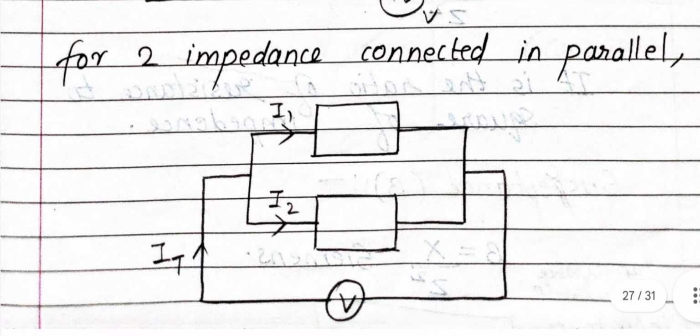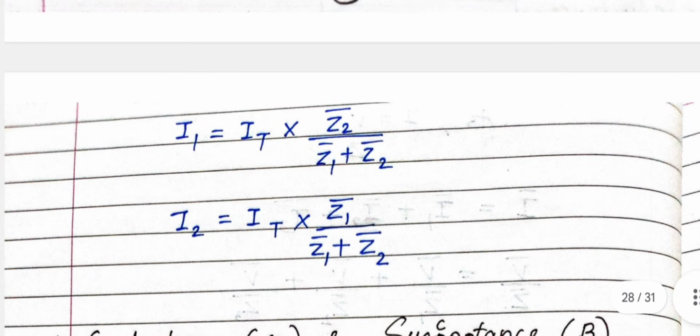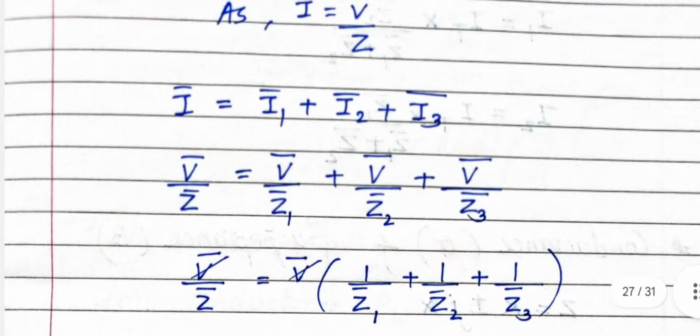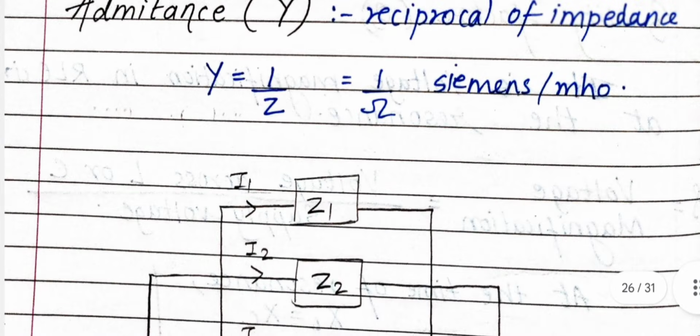For two impedances connected in parallel, you can make this type of circuit, and here you can write I1 is equal to IT into Z2 upon Z1 plus Z2. Remember, when we are talking about I1, you have to consider Z2 in the numerator, and for I2, on the right hand side, you have to consider Z1. But still what is important? The definition and this formula, Y equal to 1 by Z, is important.